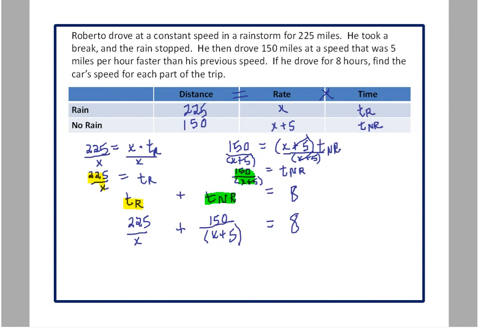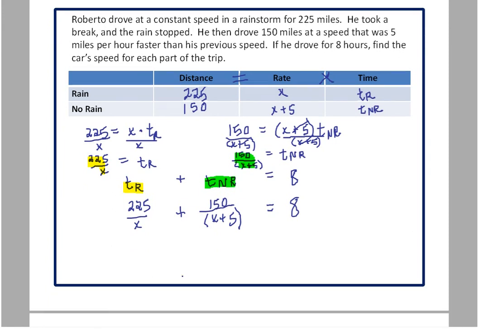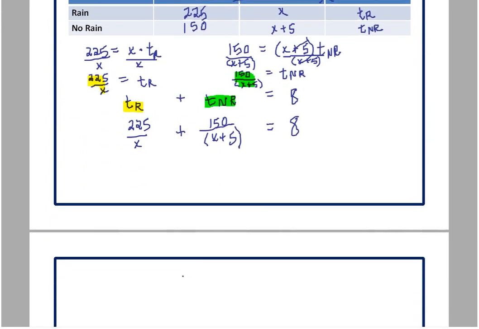Now we have a rational type equation. Let me scroll down to get a little more paper here. Rational means that it has fractions involved. The way we get rid of the fractions is we multiply by the common denominator. I have a denominator of x and a denominator of x plus 5, and there's no denominator on the 8, or it's just 1, so we don't worry about that.